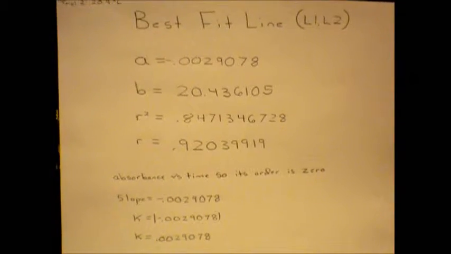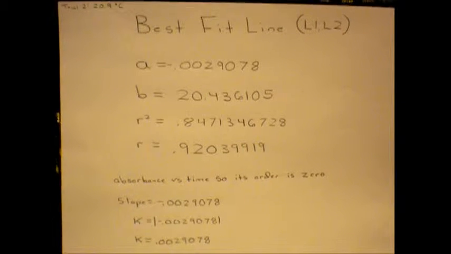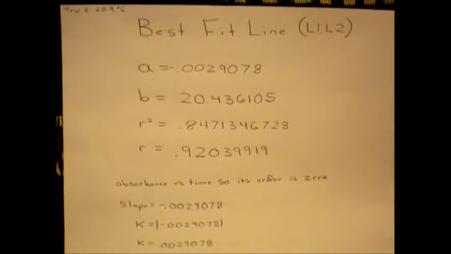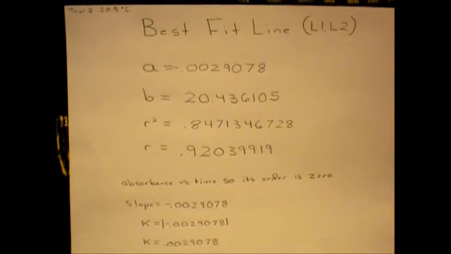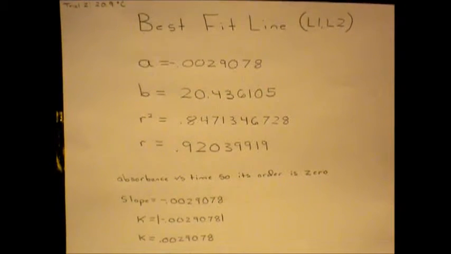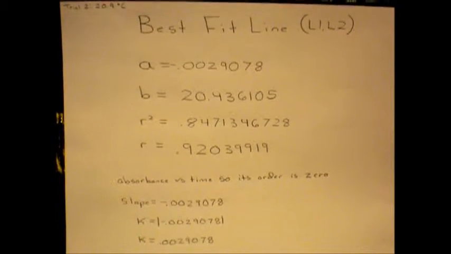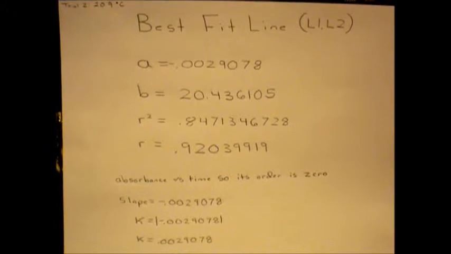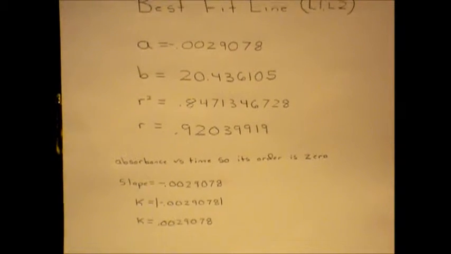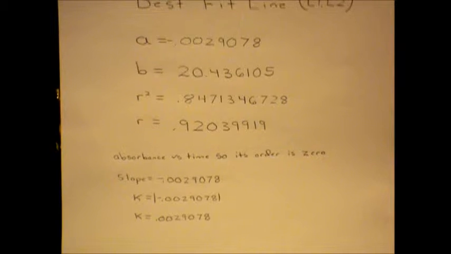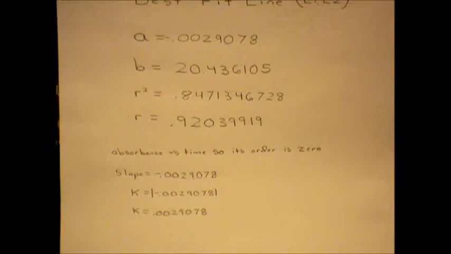For the second trial, the best fit line was also L1 versus L2. We also had to find the values for A, B, R squared, and R. Because it's an absorbance versus time graph, it would also be 0 order. The slope of the line is negative 0.0029078. The K value would be 0.0029078. Also, its graph was closest to 1 out of all the other graphs.